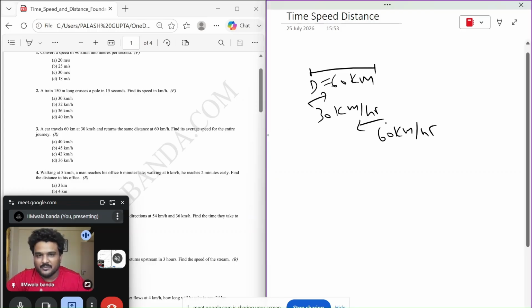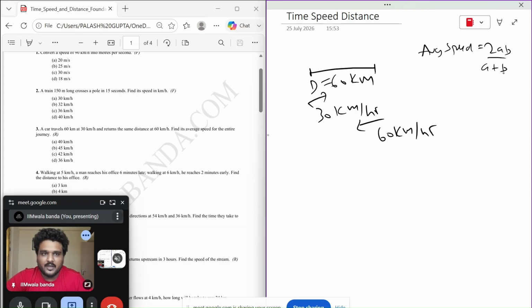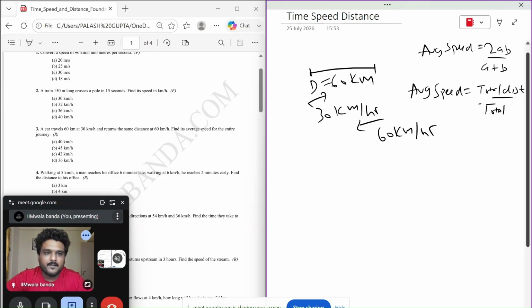A very direct question. If you look at the average speed formula that we just learned, we could have done 2ab upon a plus b, but let me solve it still in the conventional way. While it is going, its distance is the same both the times, and we have to find the average speed, which in a very basic way is total distance and total time, right? Speed is distance by time, average speed. We have to calculate all the distance and divide it by all the time.